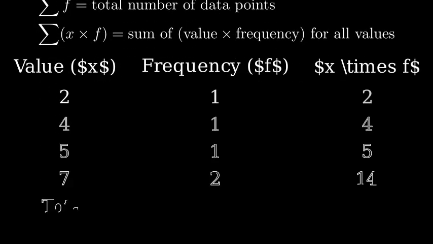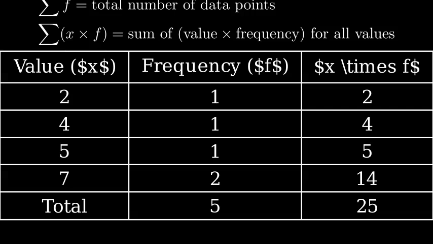For the value 2, we have frequency 1, so the product is 2 times 1, which is 2. For the value 4, we have frequency 1, so the product is 4 times 1, which is 4. For the value 5, we have frequency 1, so the product is 5 times 1, which is 5. For the value 7, we have frequency 2, so the product is 7 times 2, which is 14.